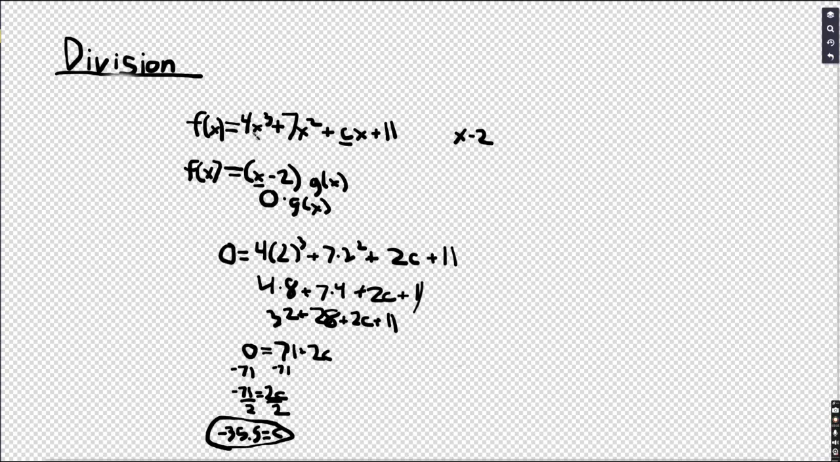So with knowing the polynomial, which coefficient's missing, and its factor, we can, using the polynomial remainder theorem, figure out what that missing coefficient is.